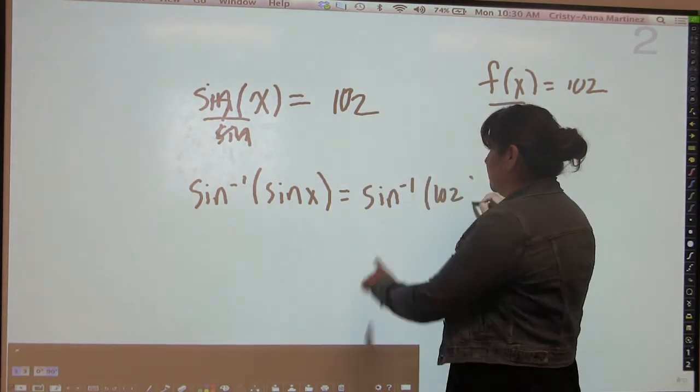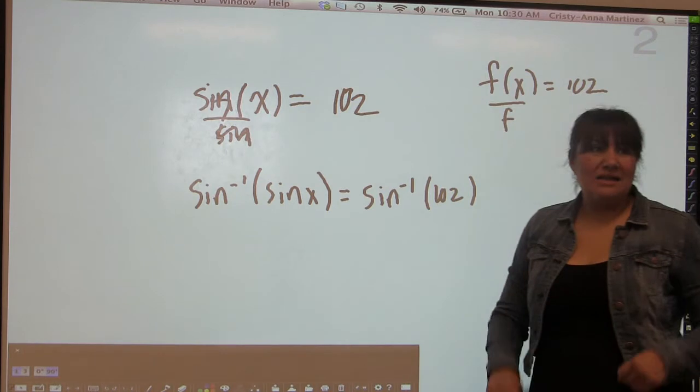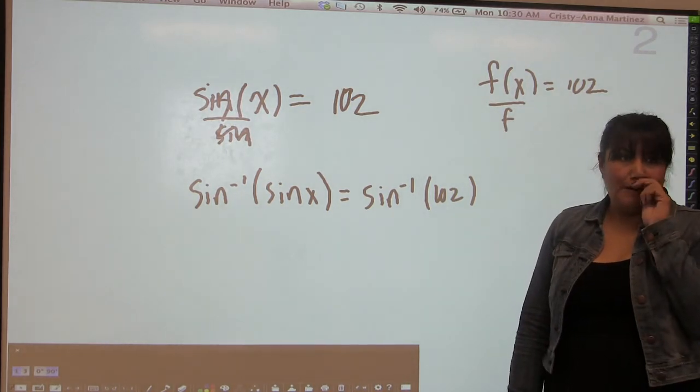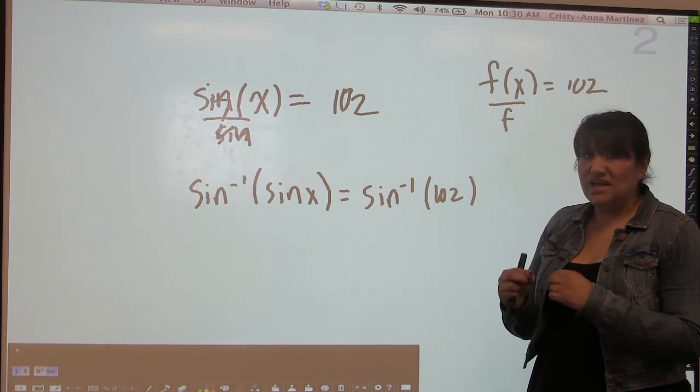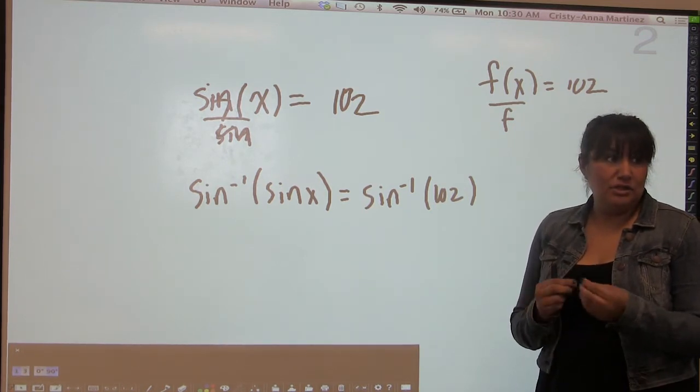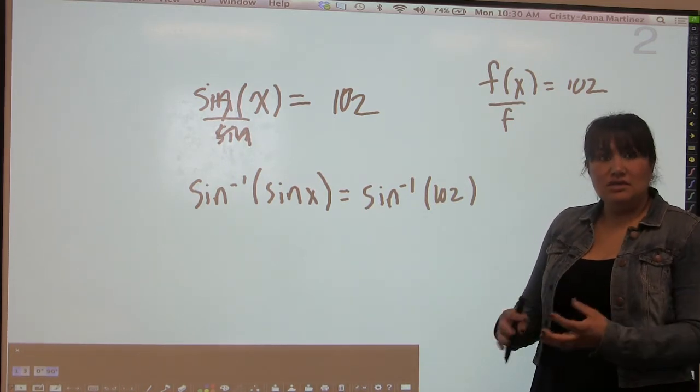Notice the inverse notation. That's how we learn to do that in geometry. The inverse of it. Again, we can't see what the sine function is doing like we can with the 2x plus 3. We can't see what it's doing.